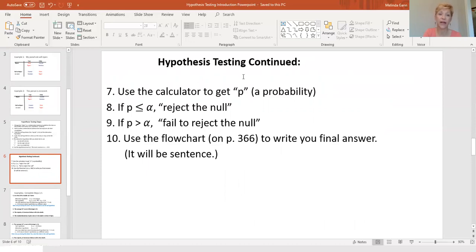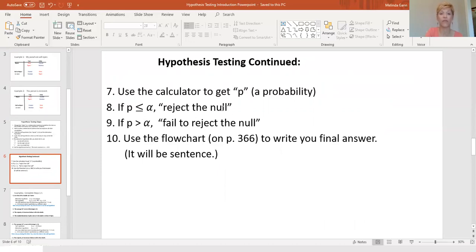You're going to use the calculator to get a probability, P. Then you're going to compare P, that probability, to alpha, your significance level, okay? So if P is less than alpha or P is equal to alpha, you're going to reject the null, and you're going to write on your paper the words reject the null. If your probability from the calculator, if P is bigger than alpha, that significance level, you're going to fail to reject the null, and you're going to write on your paper fail to reject the null.